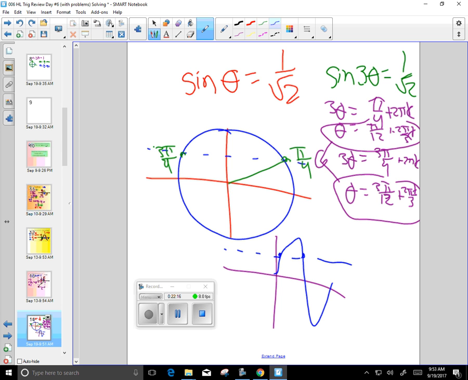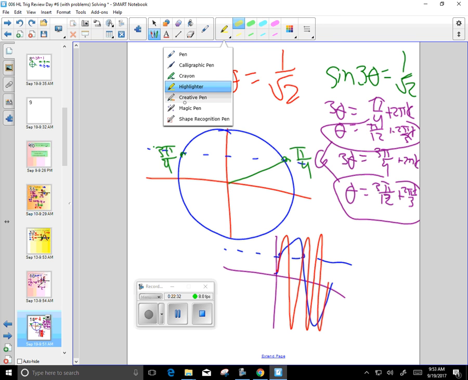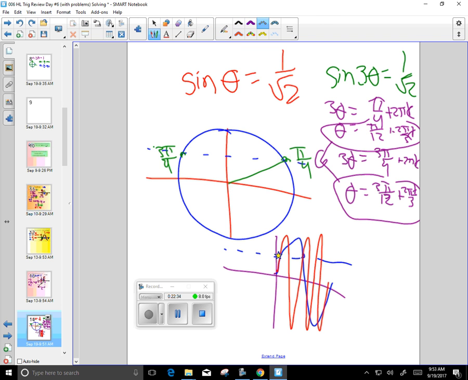What happens when we do sine 3 theta? How many squiggles are there between 0 and 3 pi? 3. 1, 2, 3. Now how many answers do you see? 1, 2, 3, 4, 5, 6. See how that graphing connects with the solving? And that's really what I want you to be able to do.